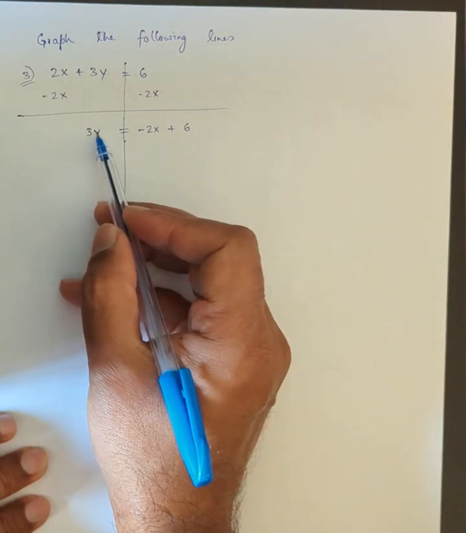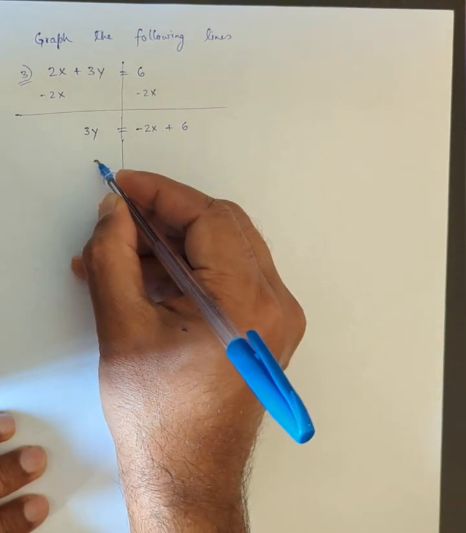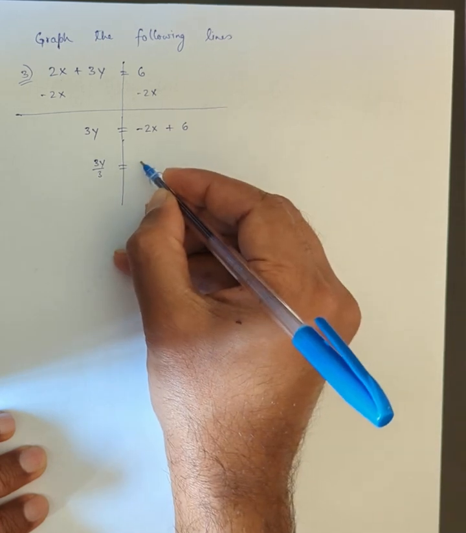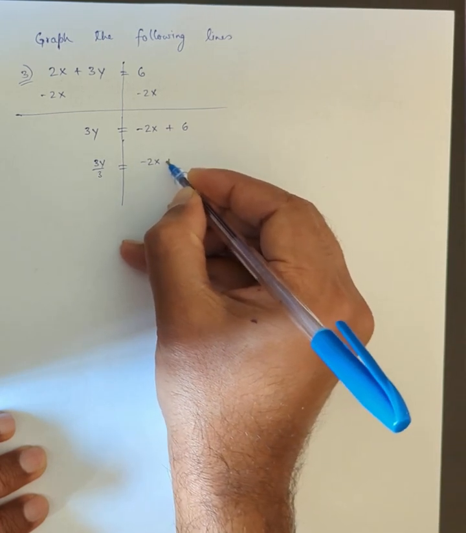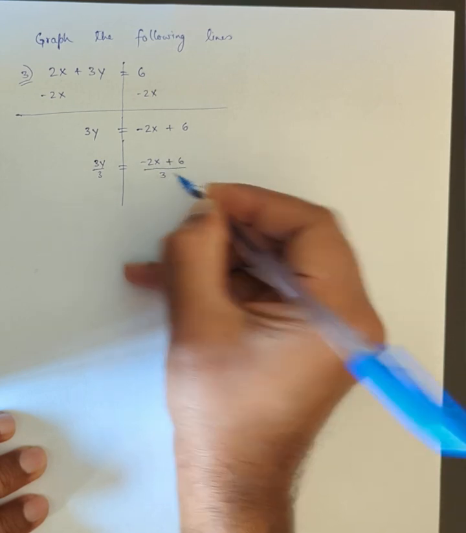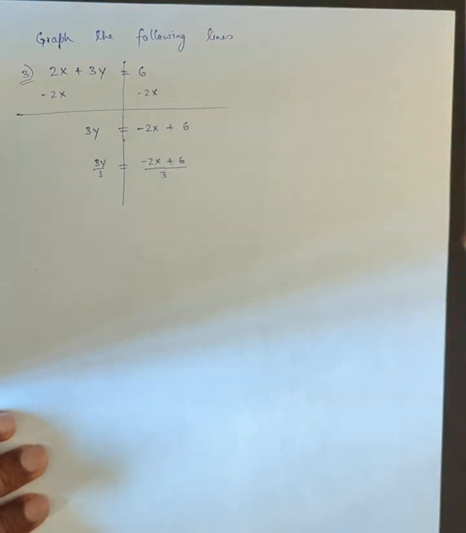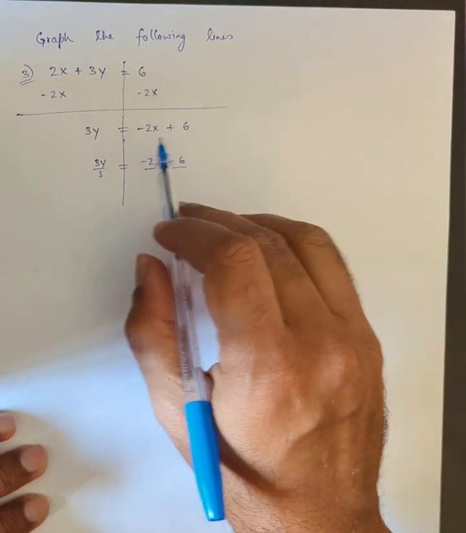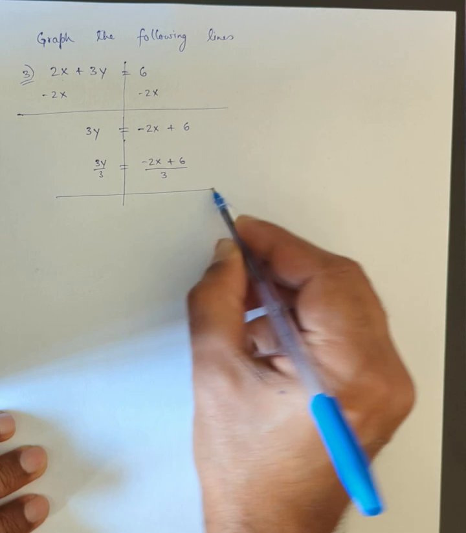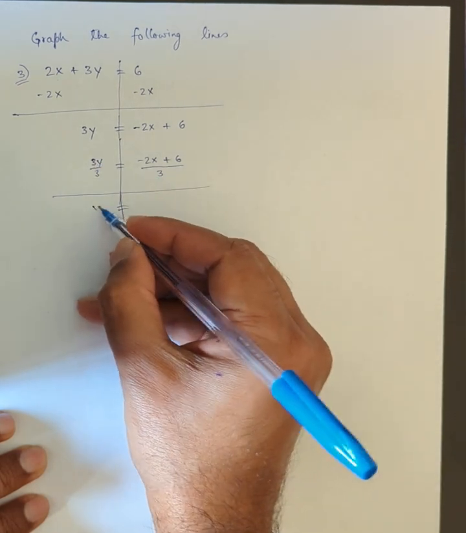Now, I still have the 3 that I need to get rid of. So I will divide both sides by 3. So 3y over 3 equals negative 2x plus 6. And remember, I have to divide the entire right side by 3. Now, one mistake is to simply divide one of the terms by 3. No, you've got to divide the entire right side. So this will give me just y by itself. The 3's cancel each other out.